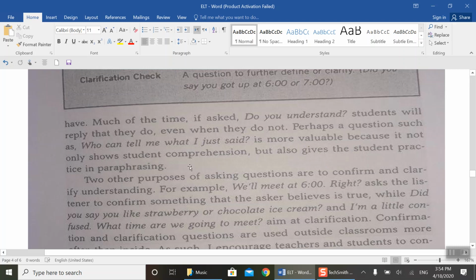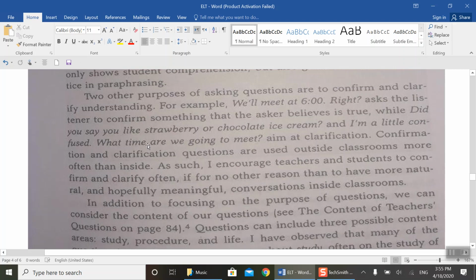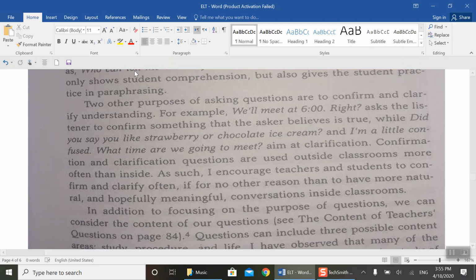Very important. Okay, what is the purpose? It shows students' comprehension, whether the students understand or not. Second, it gives the students practice. They will practice paraphrasing, meaning they will repeat and restate your words in their own way. You see? This is a paragraph we take here; we stop, and in the next lecture we will continue.